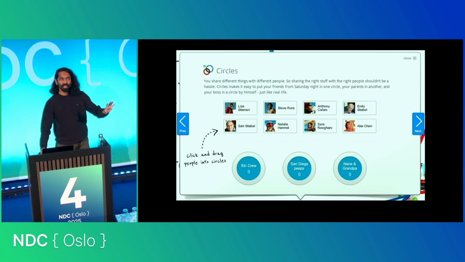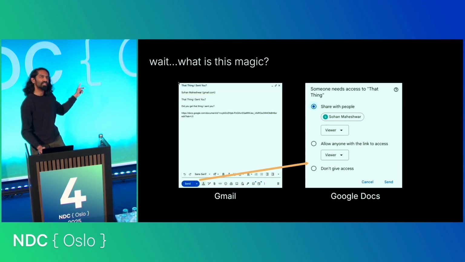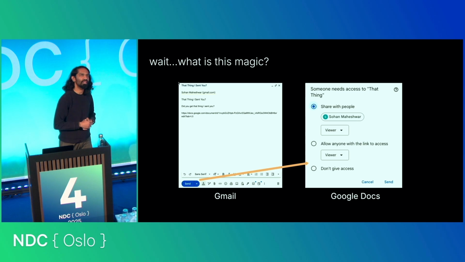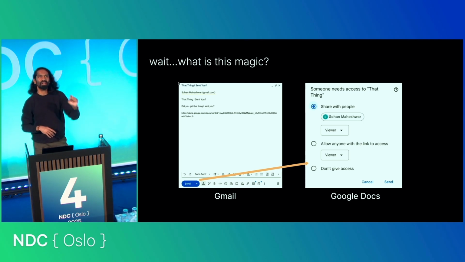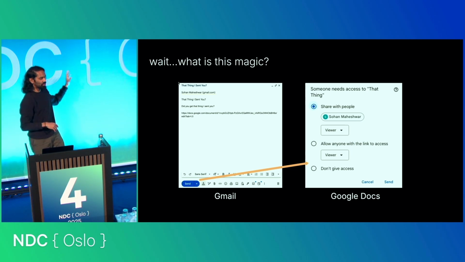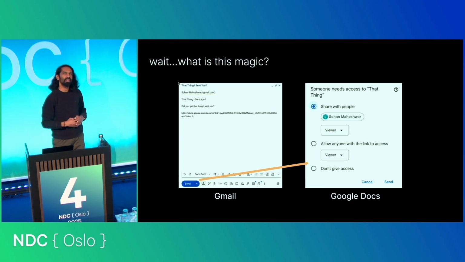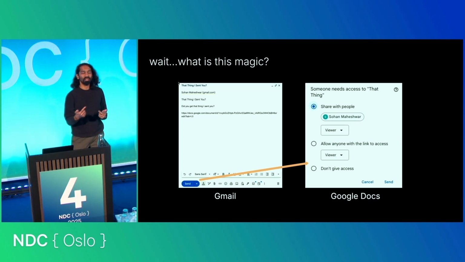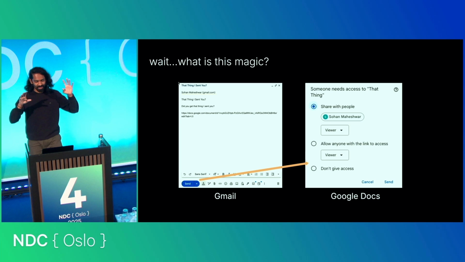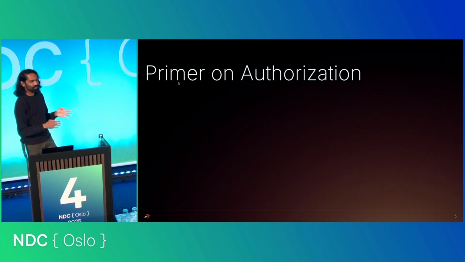And if anyone has used Gmail and Google Docs, you might have seen something like this. Say you attach a Google Docs link in Gmail, and there's a pop-up that actually says, hey, have you shared this, or have you given this person access? If you think about this, this is actually magic because Gmail and Google Docs are two different apps, yet they're able to do a permission check in between. And this is thanks to Google's internal authorization system called Zanzibar. I'll get to how that works, and we'll do a deep dive on that. But let me give you a quick primer on the world of authorization.